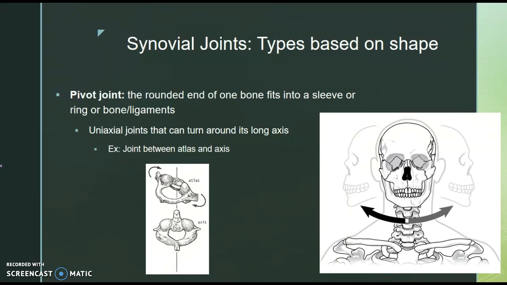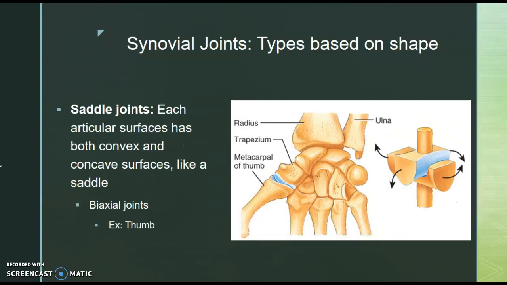Okay, the pivot joint. Pivot joints are the rounded end of one bone is going to fit into the sleeve or ring of another bone. And the best example I can give you of this is going to be your atlas and your axis and how they're able to rotate on each other. So they're only going to be uniaxial, and with your atlas and axis, that's going to be going in the transverse plane rotation. Then we have saddle joints.